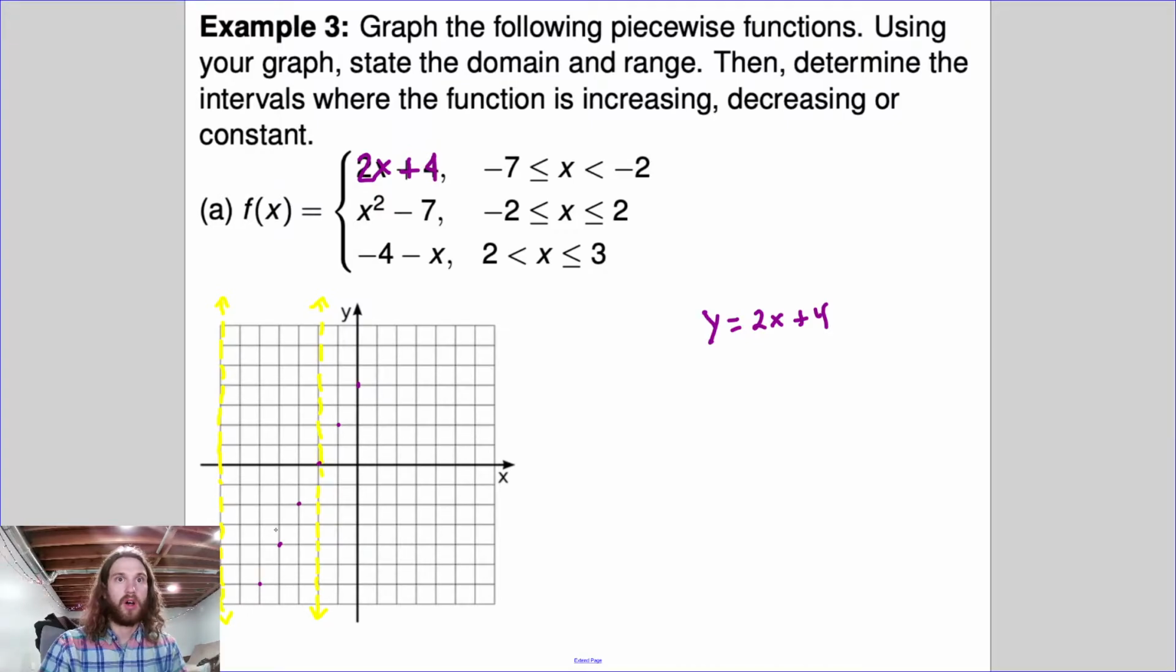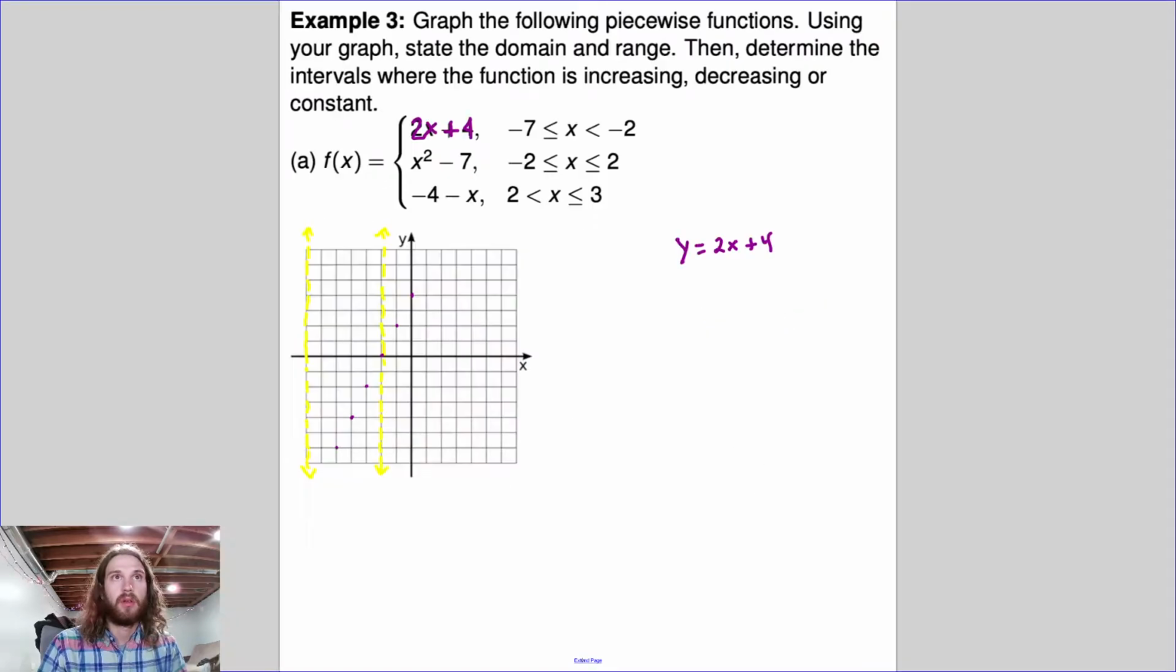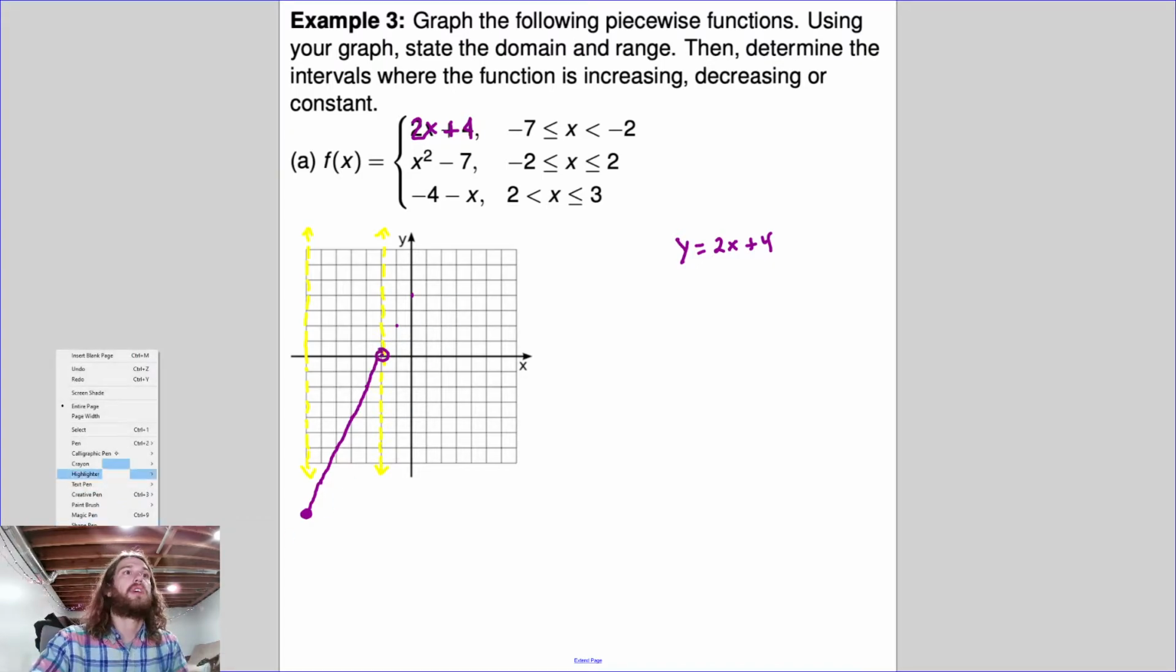Oh boy, this one's going to go off the graph a little bit. That's okay. Down to over 1. Down to over 1. All right, so let's take a look. At negative 7, it's a closed circle. And at negative 2, it's an open circle. And we're going to connect everything in between. Fantastic.